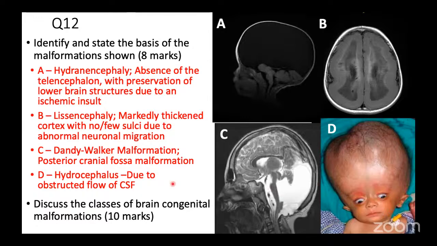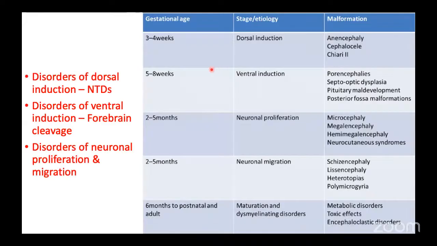Second part, discuss the classes of brain malformations. So here you can see you have disorders of dorsal induction, which are the neural tube defects, the first ones that occur. Then disorders of ventral induction as a result of cleavage. So when you're forming your telencephalon, diencephalon, mesencephalon, and myelencephalon, all right, during that period. And then you have disorders of neuronal proliferation and migration, and then maturation disorders, which come later on, okay? So the ones that occur during embryonic development are these ones up to here. Then these ones are from the fetal period and onwards.